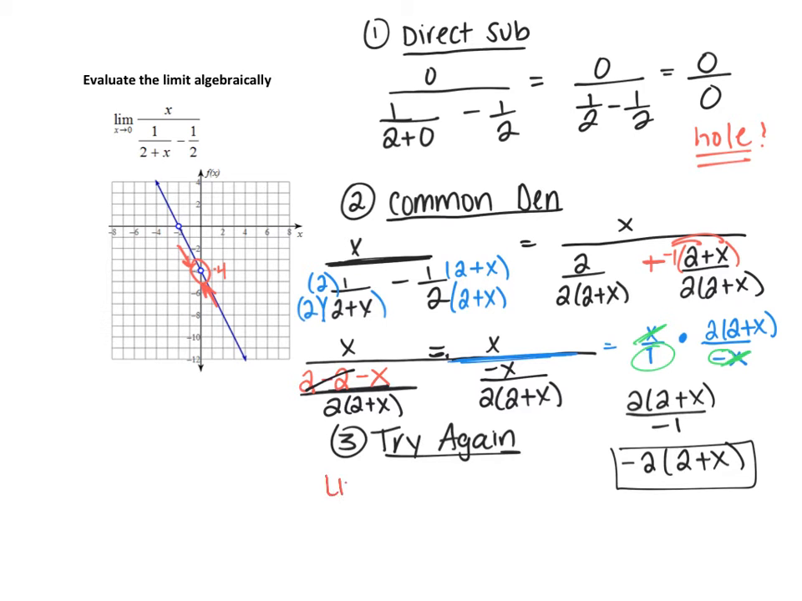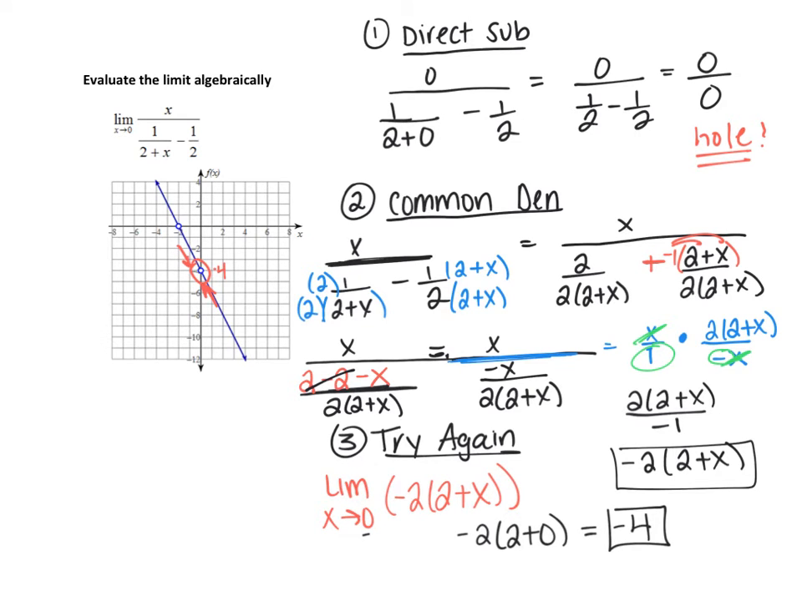So we're going to take the limit as x approaches 0. And now we're going to put -2 times 2 plus x. So we're going to substitute 0. So -2 times 2 plus 0, which is -4.